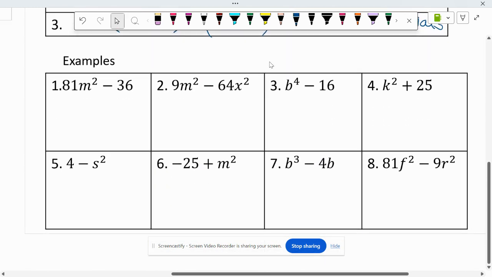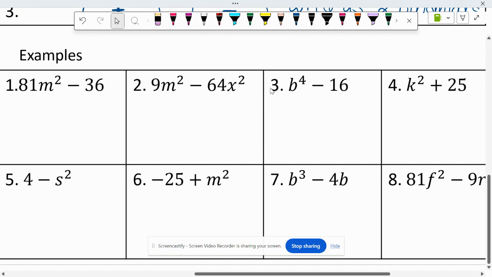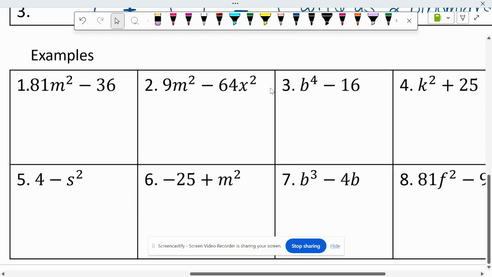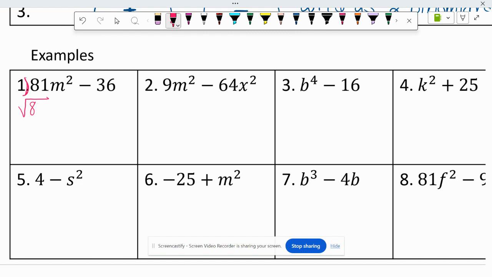Okay. All right. So our first example is 81m squared minus 36. I need to put a little bit more space there. Is 81 a perfect square? Is that on your dark pink perfect square chart? Okay. So I need to take the square root of 81m squared, and I also have to take the square root of 36.